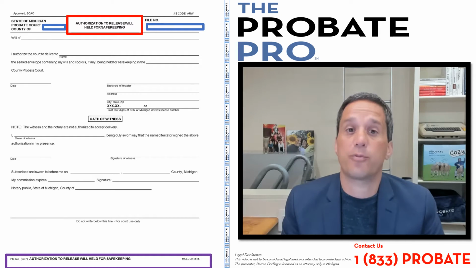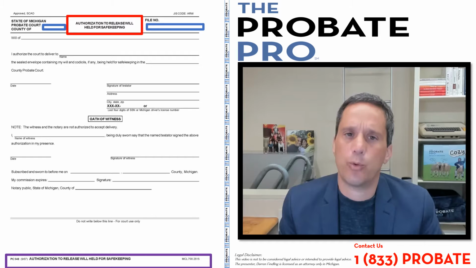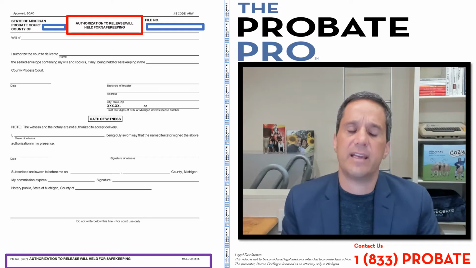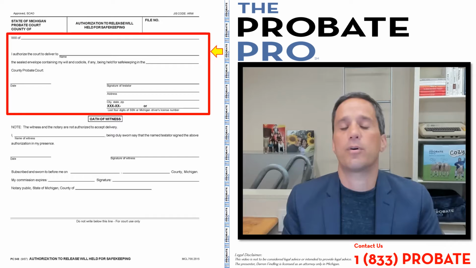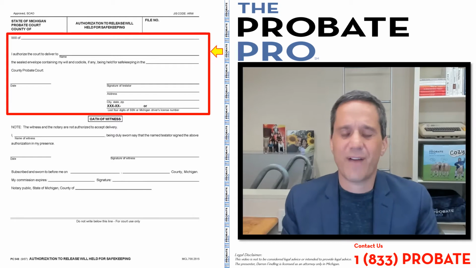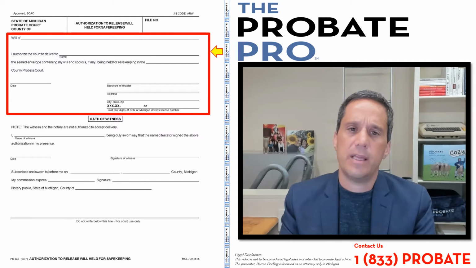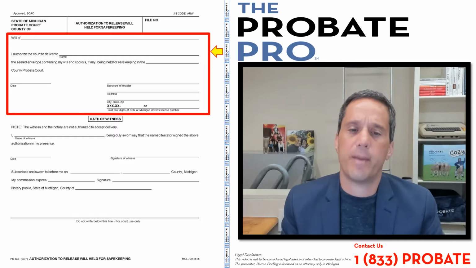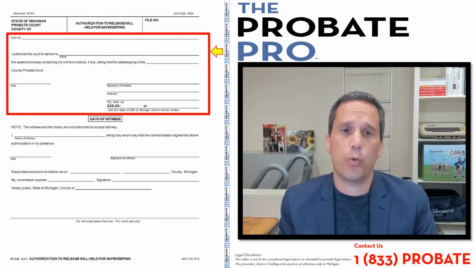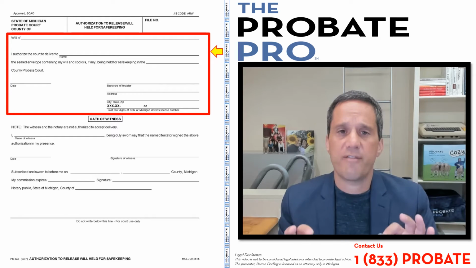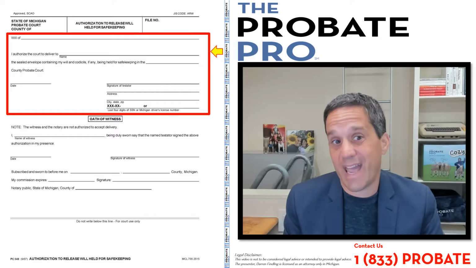So let's work our way through the form and kind of understand how it works. As I've highlighted in the red, it is the authorization to release the will held for safekeeping. The county is in the top left corner, and the file number is in the top right corner. Now, the file number is a little quirky here because with a probate filing of a will, you don't get a traditional file number. The court does assign an identification number of the will held for safekeeping, but there's no file number per se that you may have.